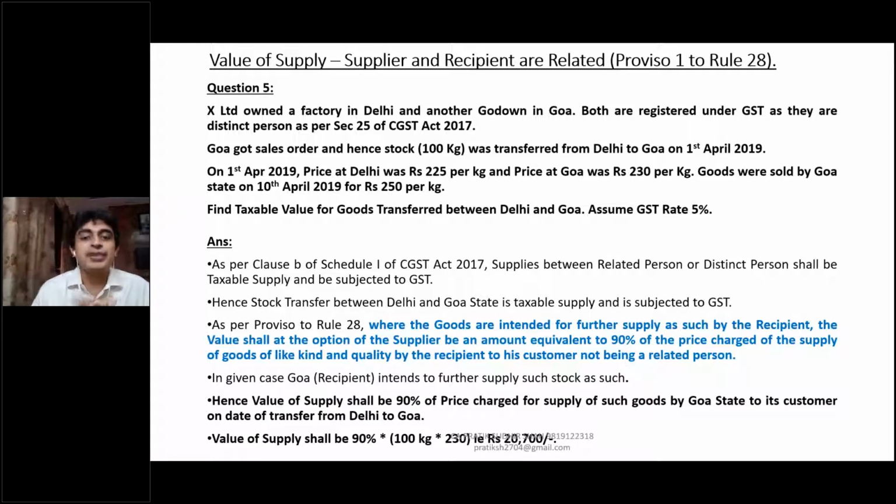Okay, so this is very important. This was the most important thing of the first provision. Again, I will say, date of transfer. What will be the value of supply when goods go from Delhi to Goa? Its 90%. When the goods were going from Delhi to Goa on 1st April, at that time, what was the value at Goa? 230. 90% of 230 shall be the value of supply between Delhi and Goa. Okay, so this was our question 5. Very important one.